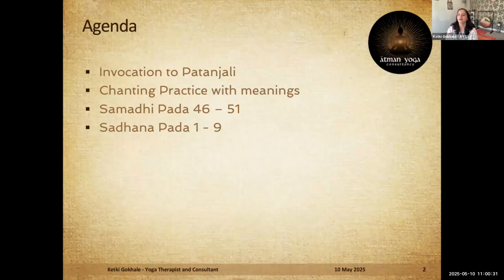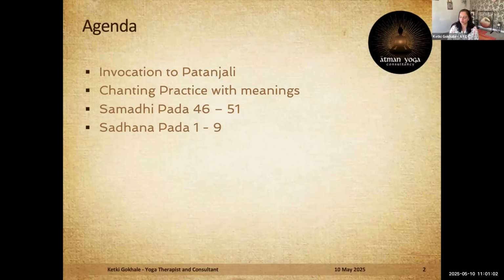Welcome to session 4 of Patanjali Yoga Sutras. Today we will be finishing Samadhi Pada. We will be covering the last few verses from the first chapter, and we are going to start with the second chapter, that is Sadhana Pada. We'll take the first 9 sutras from that chapter. Before we do the invocation, let's begin with the Shanti mantras, the invocation mantras.